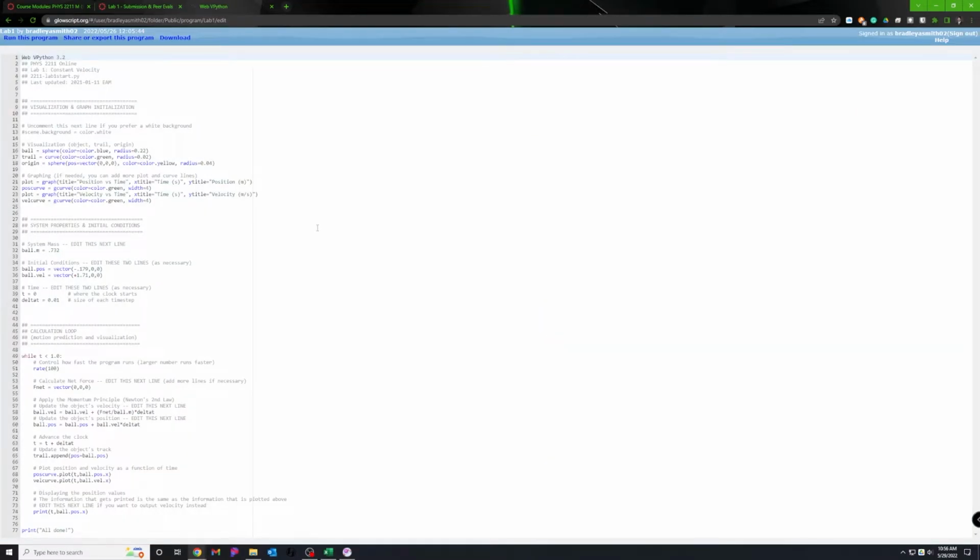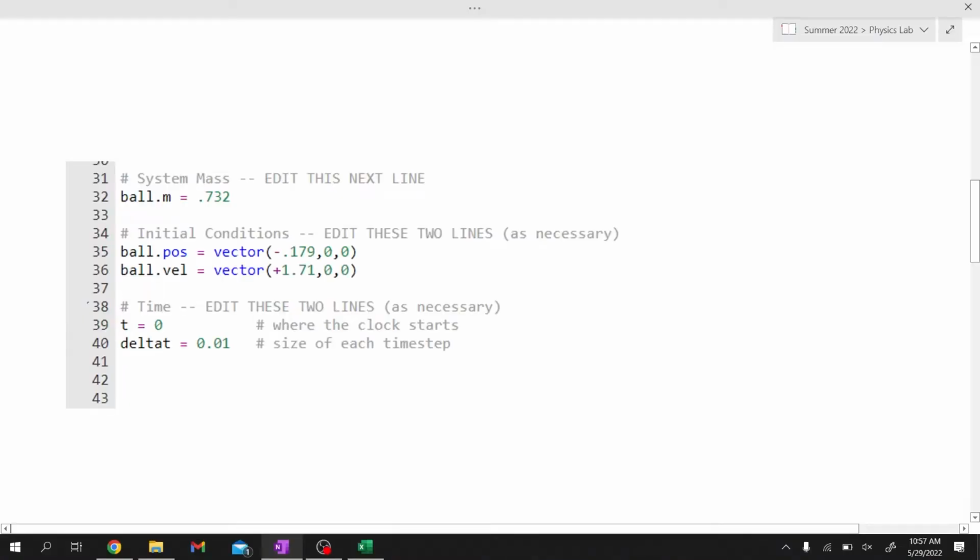In addition to the real-life model, we will be using a GlowScript program to demonstrate a computer model of this in action. There are two main areas of the code we want to focus on. The first section is lines 31 through 40. We know that the mass of the object is 0.732 grams, so we enter it on line 32 right here.